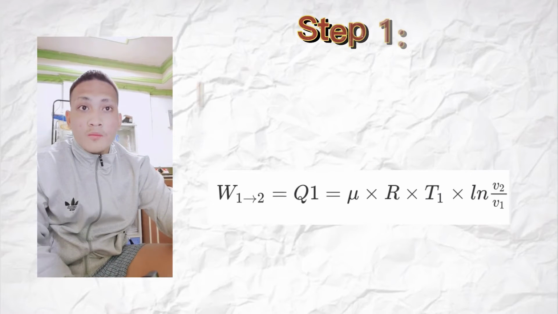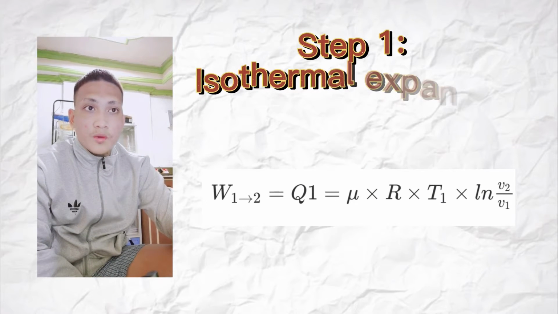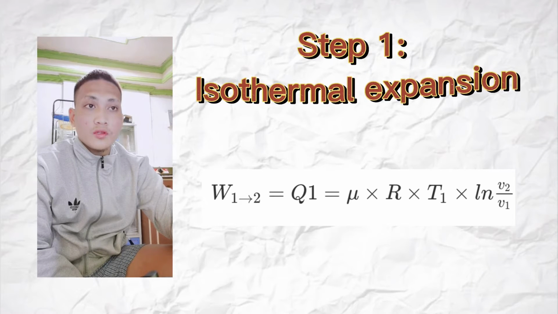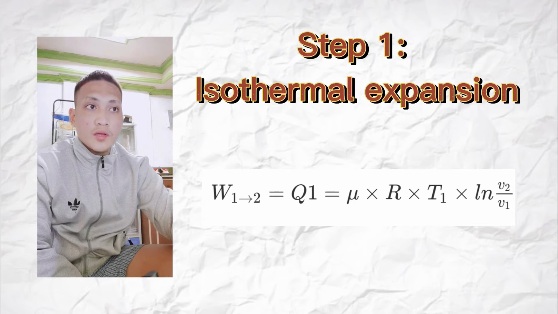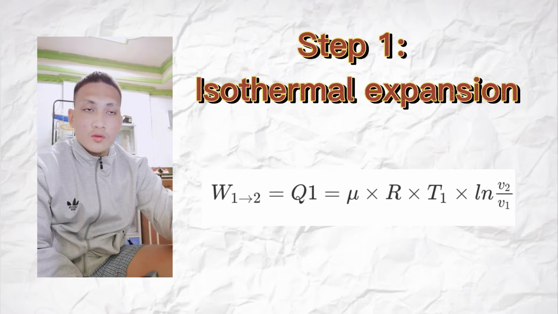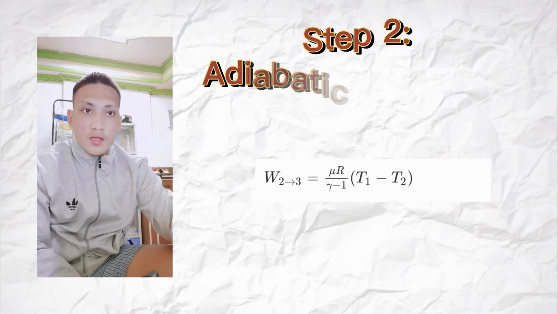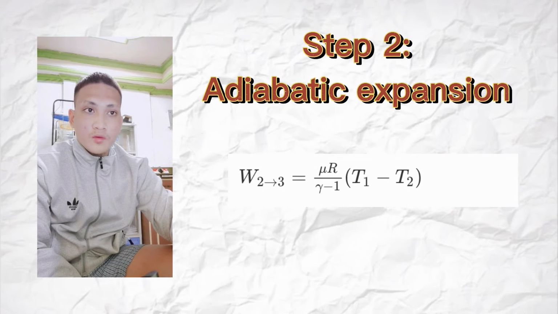Step 1, isothermal expansion. The gas is taken from P1, V1, T1 to P2, V2, T1, and heat Q1 is absorbed from the reservoir at temperature T1. Since the expansion is isothermal, the total change in internal energy is zero and the heat absorbed by the gas equals the work done by the gas on the environment. Step 2, adiabatic expansion. The gas expands adiabatically from P2, V2, T1 to P3, V3, T2.